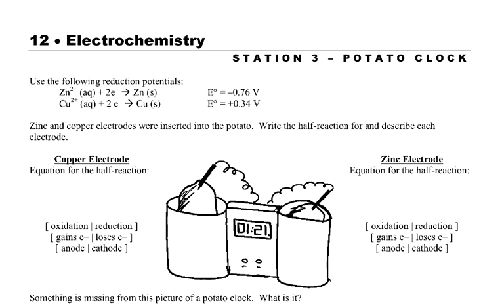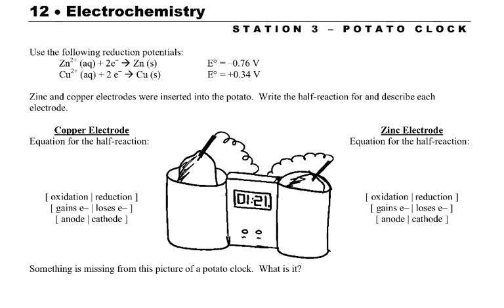Okay, station 3, a potato clock. Okay, use the following reduction potentials. Okay, zinc and copper were inserted into the potato. Okay, so looking at this, we're going to say, well, what's going on? Copper electrode, zinc electrode. So of these two, we can see that copper is the higher number, even though it's not higher up in our chart, just listed, it is the higher number. So this one is going to be the reduction.